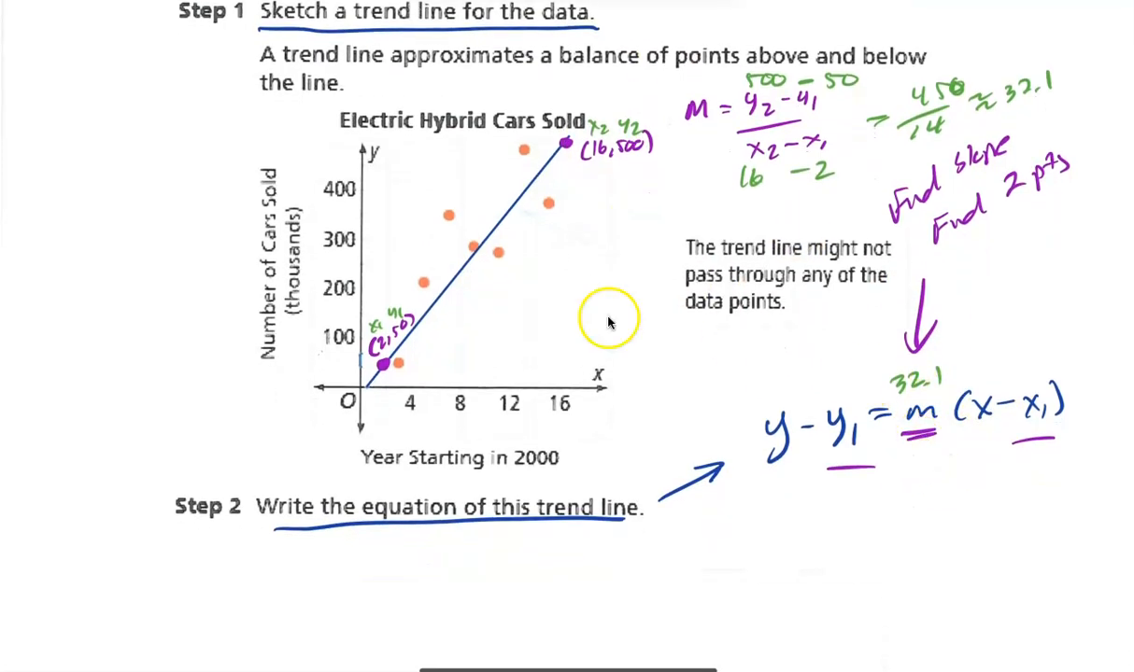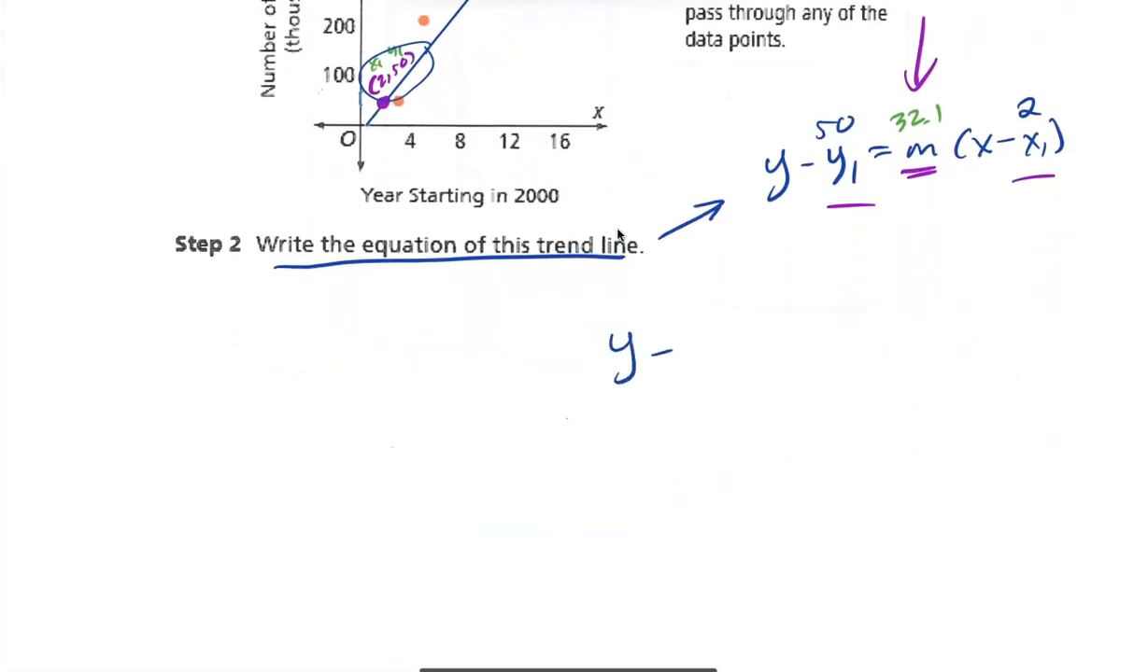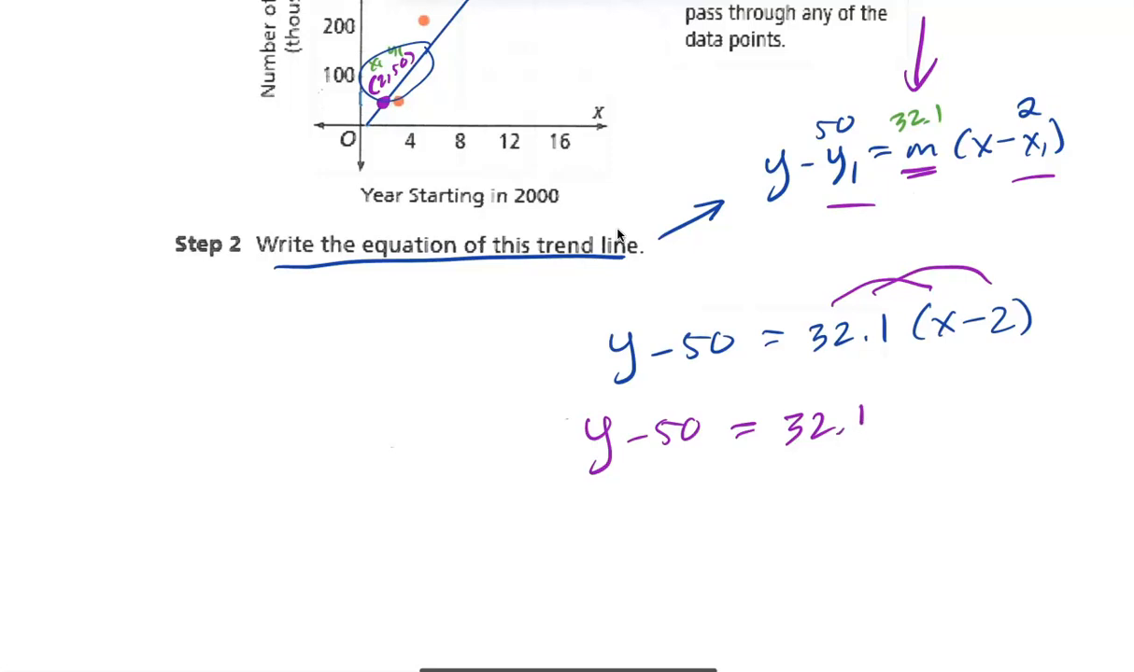Now I need a point. Well, we have 2 of them. So pick any one. I'm going to pick the smaller one. That's probably a little easier. That'll be my 2, that'll be my 50. And all we have to do now is simplify. So we get y minus 50 equals 32.1 times x minus 2. Let's distribute. So y minus 50 equals 32.1x minus 64.2. Almost forgot the x. Don't be better than me. Don't forget the x.